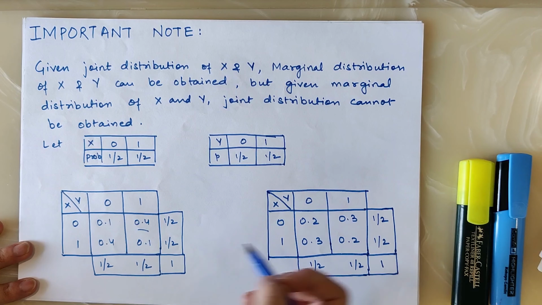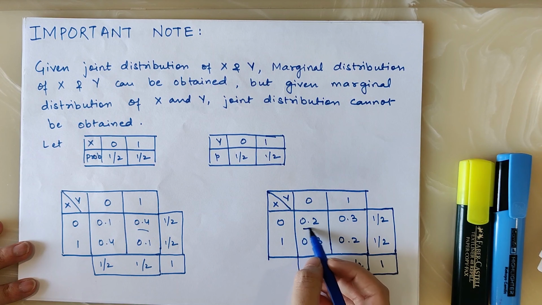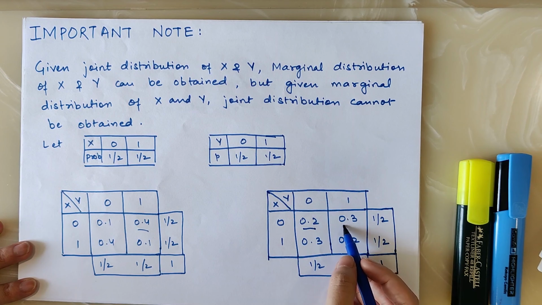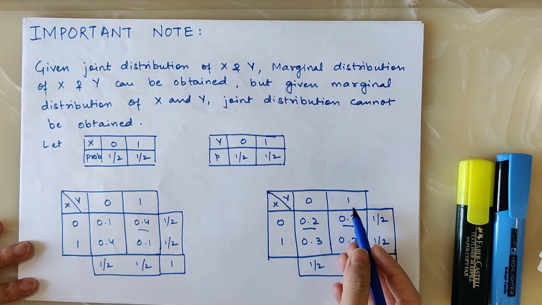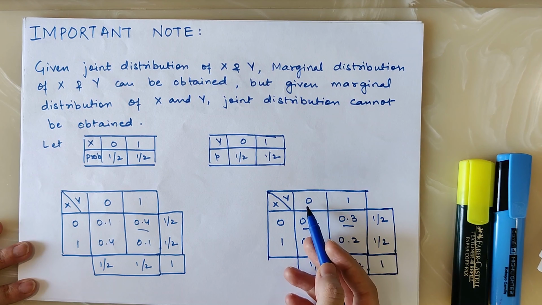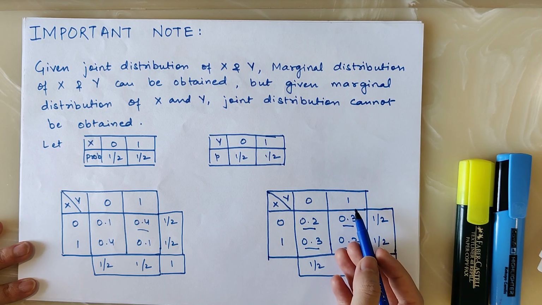Now let's consider another joint distribution of x and y, wherein the probability is 0.2 for x equal to 0 and y equal to 0, the probability is 0.3 for x equal to 0 and y equal to 1, the probability is 0.3 for x equal to 1 and y equal to 0, and the probability is 0.2 for x equal to 1 and y equal to 1.